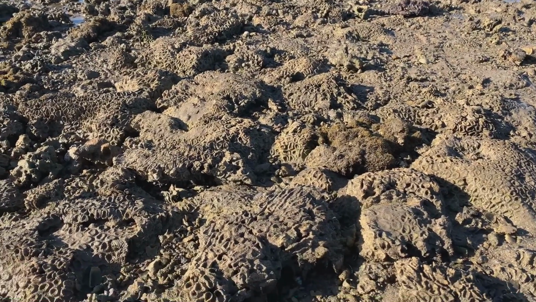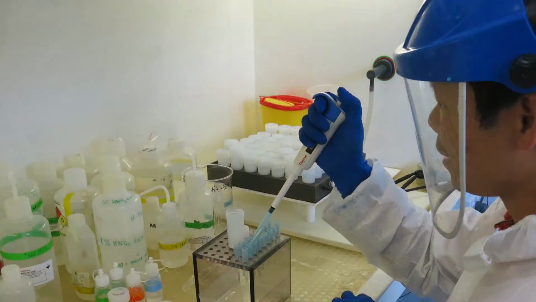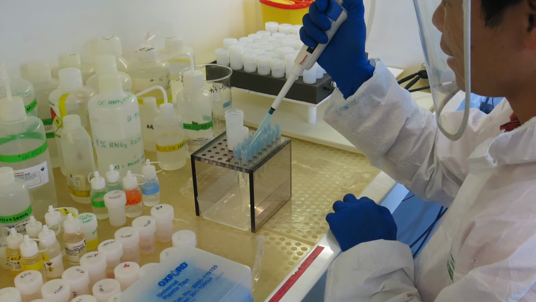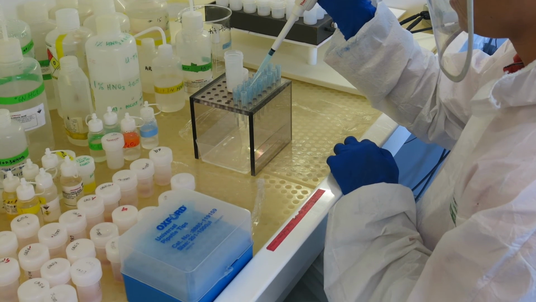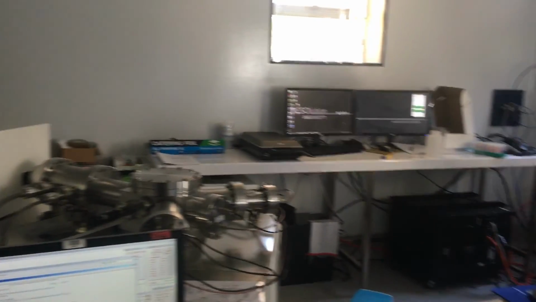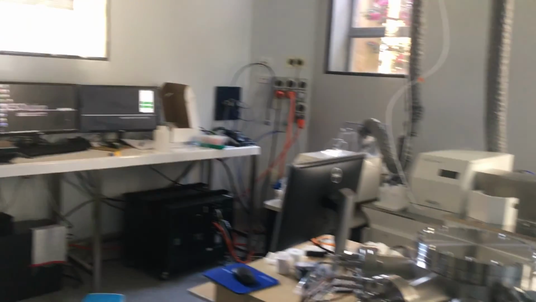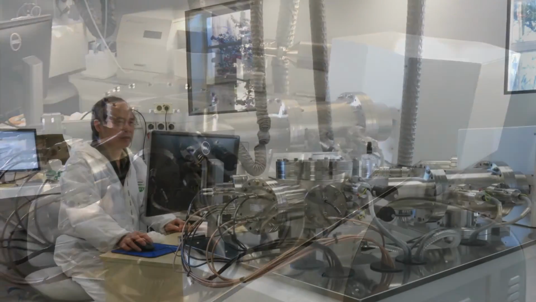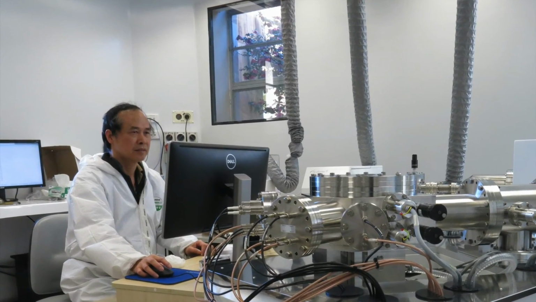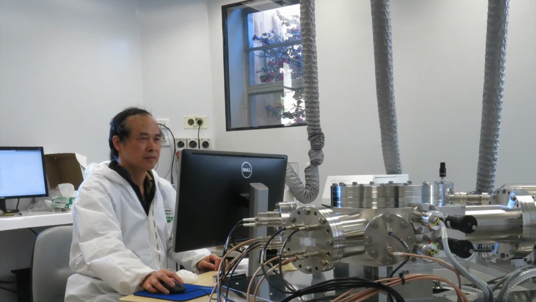Now, we can take samples of these corals and we can take them to the lab and we can dissolve them in acids. We can start to do some fancy chemistry with them, and then we can analyse them in an instrument called a mass spectrometer. And the mass spectrometer is capable of looking at isotopes of different elements like uranium and thorium in the coral, and that gives us a very precise age of the coral.